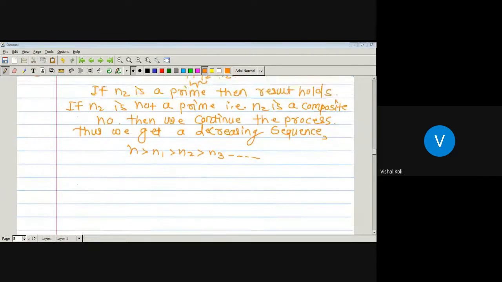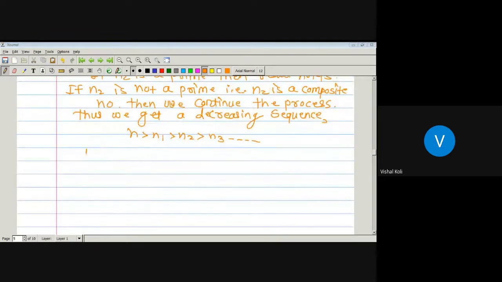But this process cannot continue infinitely.